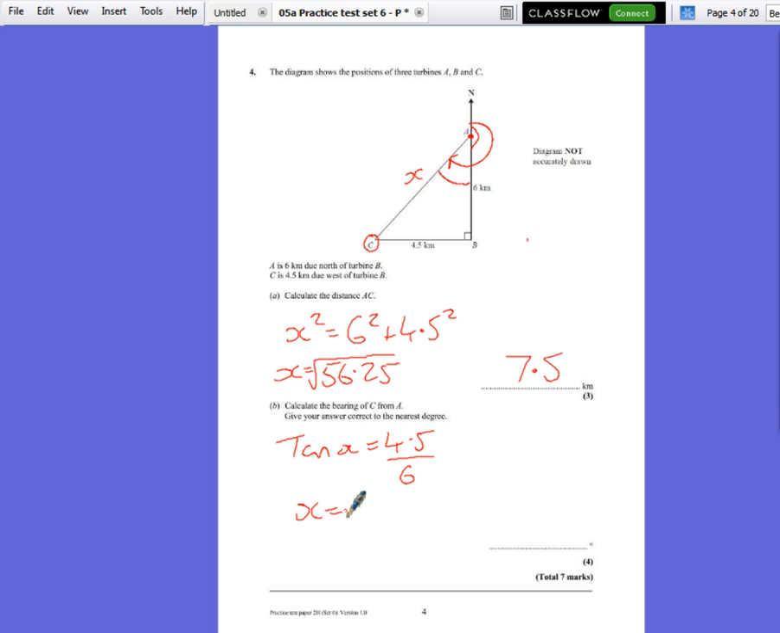To work out x, we will just do tan to the minus 1 of 4.5 over 6, which gives us an angle of 37 degrees. So this angle here is 37, but obviously the bearing is measured from north, so we need to add on 180 to that, so we get 217.